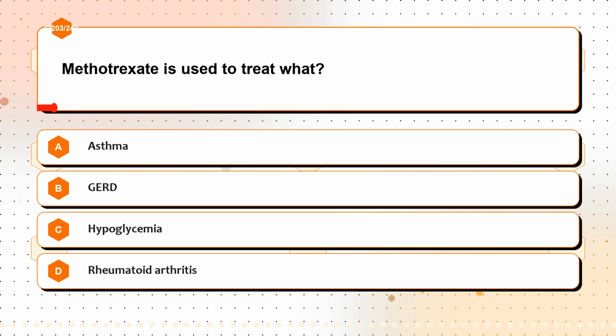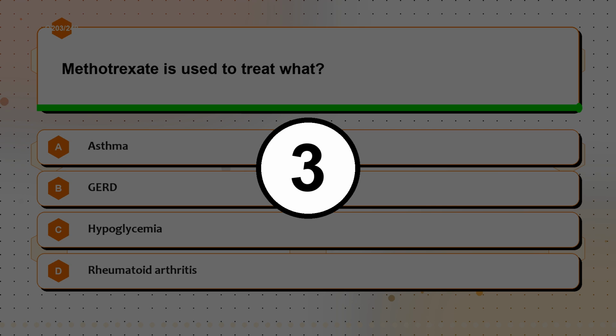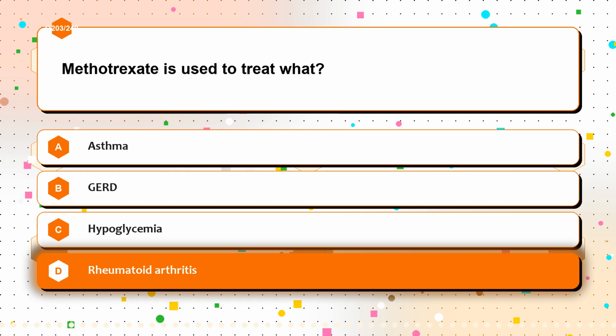Question 203. Methotrexate is used to treat what? Here are the options. Option A, asthma. Option B, GERD. Option C, hypoglycemia. Option D, rheumatoid arthritis. The correct answer is option D, rheumatoid arthritis.